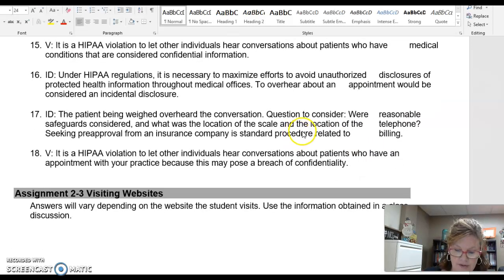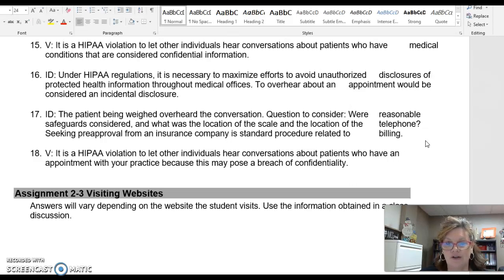Number 17, we have Betty Burton. She is weighed on the office scale by the medical assistant and overhears a conversation between an insurance billing specialist and an insurance company representative, in which the billing specialist is trying to obtain a pre-authorization for the patient's medical procedure. This would be an incidental disclosure. Okay, the patient being weighed overheard the conversation.